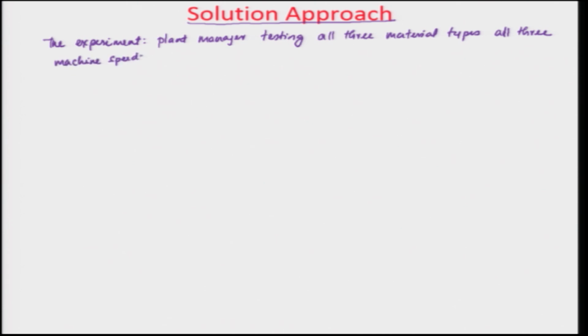Okay. So, in this particular case, what we are trying to do is all 3 material types are being tested against all 3 machine speeds. Okay. So, for each combination there are 4 samples. Okay. So, how do we get that?